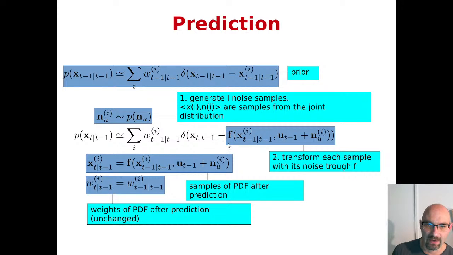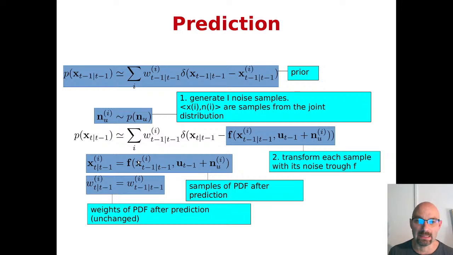Note that the value of this is the value of a Dirac, right? This is a number, a very specific number, which represents the center of the Dirac in my next state distribution. So I transform each sample with its noise through f, and this will move me to the next point in the state space. That's it. I don't need to do anything else. Given that I know how to sample from NU, I do not have to change the weights. Everything stays as it is.